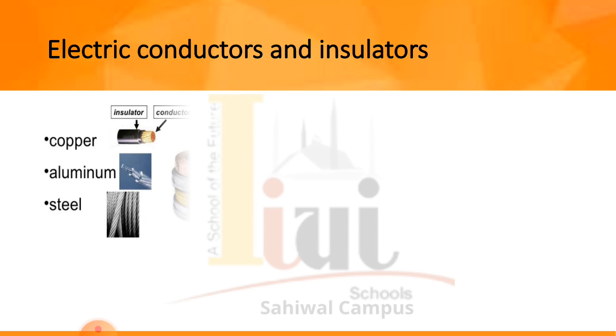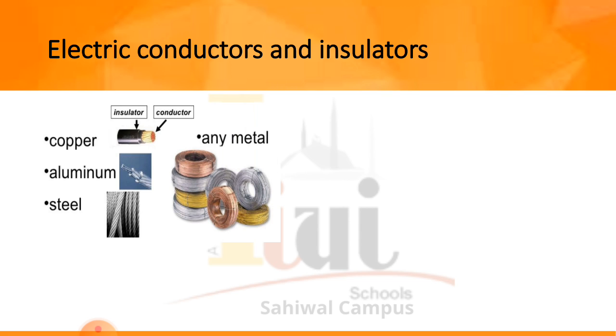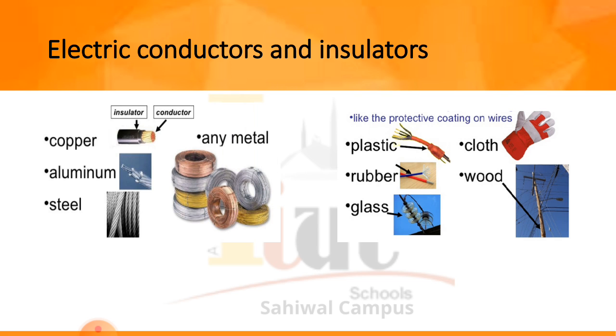Now we can look at some pictures of conductors and non-conductors. The first shows copper wires, aluminium wires, steel wires, and any other metal, which are basically conductors. In the second picture we have plastic wires, rubber casing over electric wires, glass, cloth and wood. These are insulators that do not allow the current to pass through them. The flow of current through a conductor is due to the presence of free electrons between the atoms of that substance.